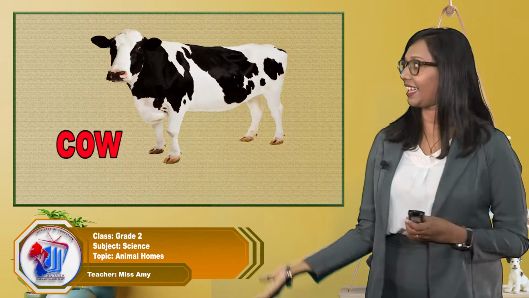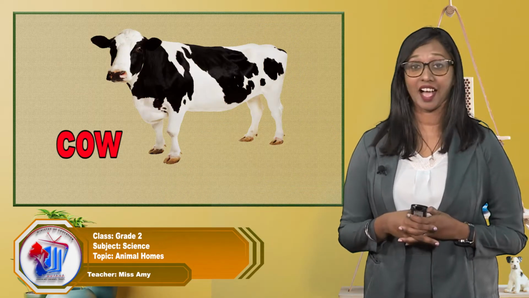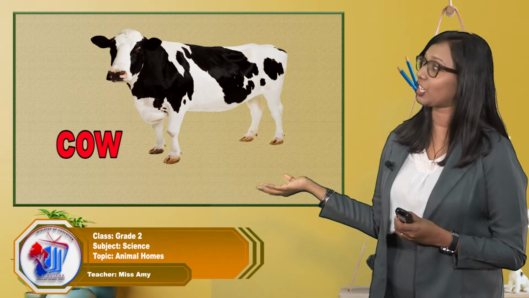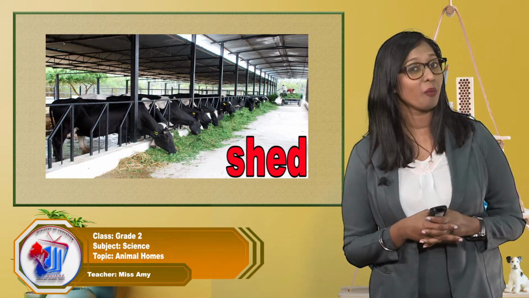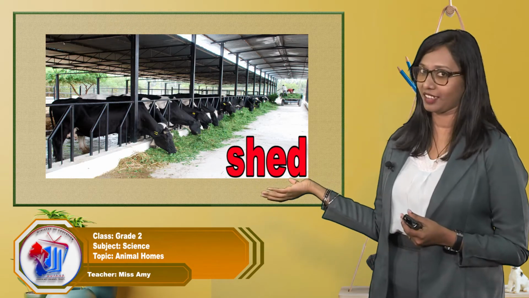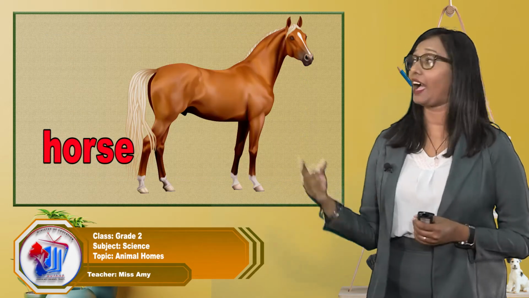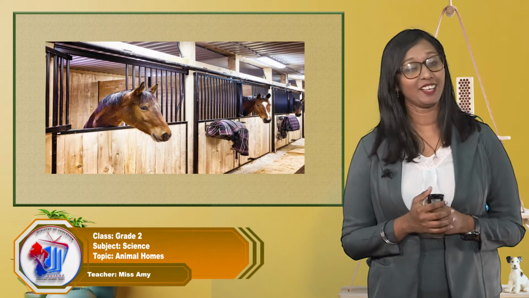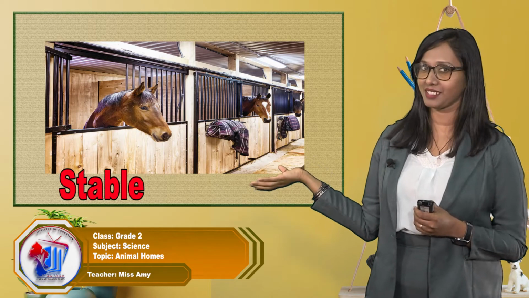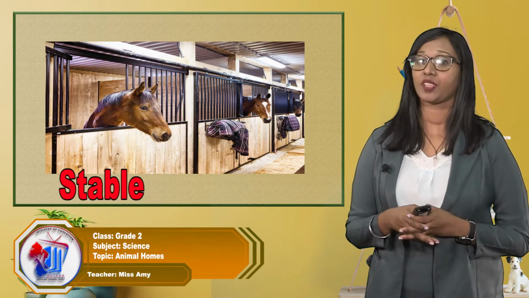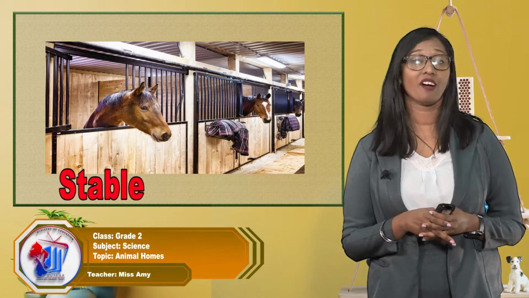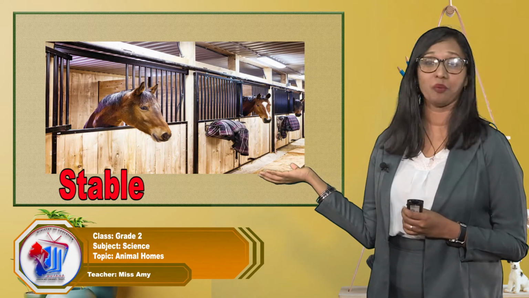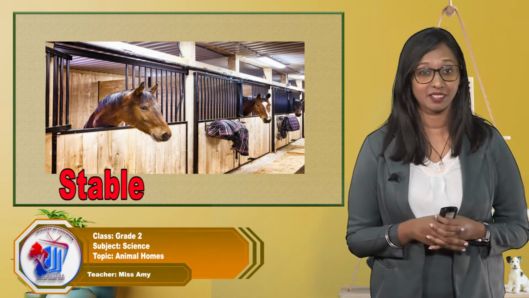Now we're going to the farm and we see a cow. A cow lives in a shed. We call the home of a cow a shed. Next, we have a horse. How many of us like horses? I love horses. Horses live in stables. Very good. For those of us who own horses, their homes are called stables.